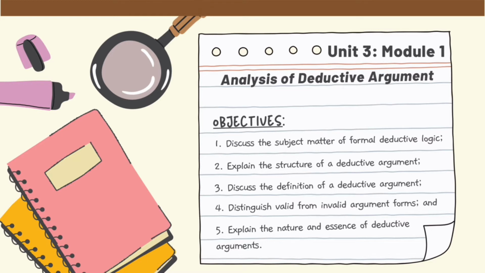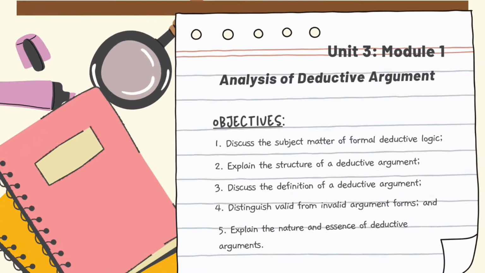So, after completing this module, you should be able to, first, discuss the subject matter of formal deductive logic. Second, explain the structure of a deductive argument. Third, discuss the definition of a deductive argument. Fourth, distinguish valid from invalid argument form. And lastly, explain the nature and essence of deductive arguments.